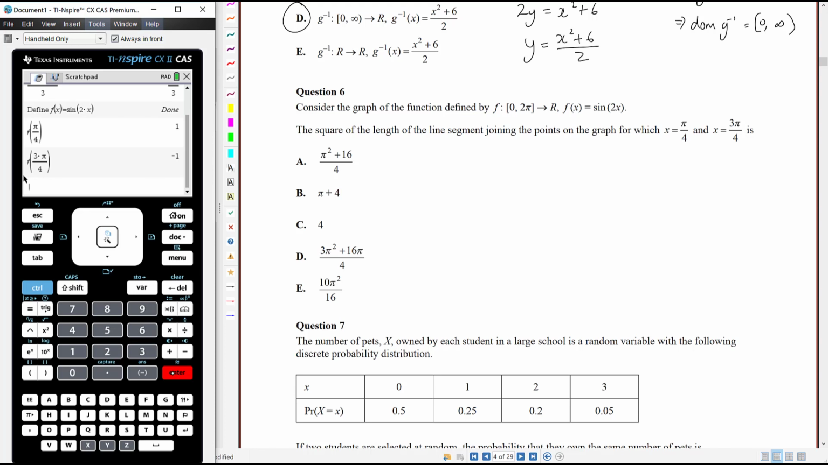Negative 1. Okay, so essentially we've got a line segment that's going to join the point pi on 4, 1, to the point 3 pi on 4, negative 1. And we want to find the length of that line segment. Let's try and draw that again.